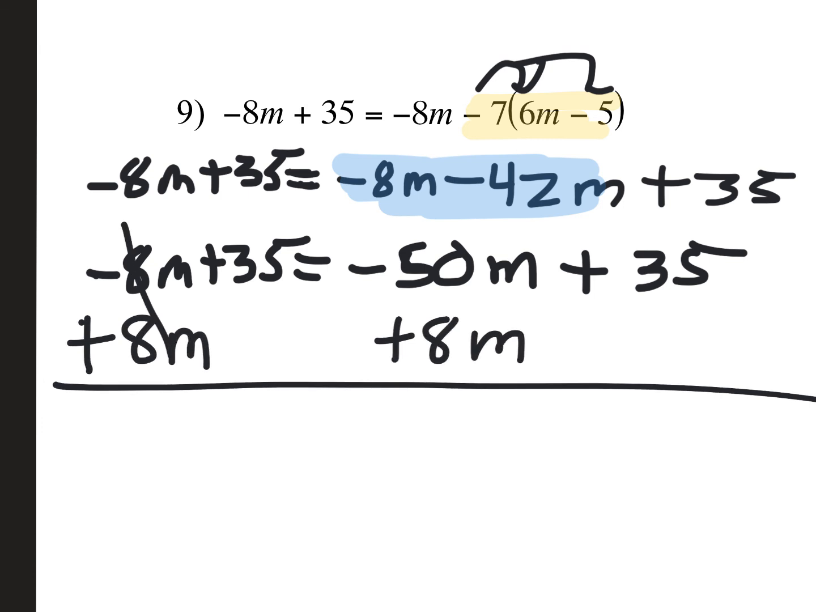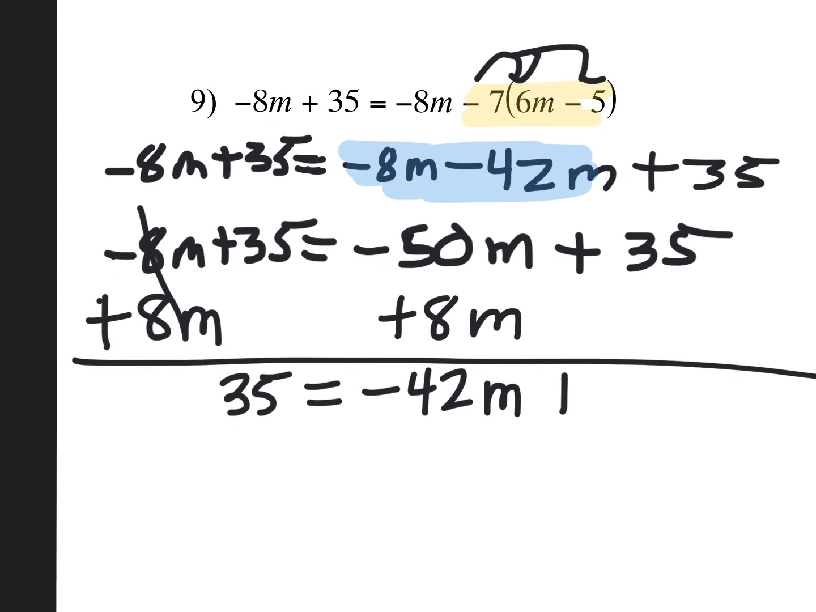So on this side, that's going to cancel. You're going to bring down that 35. Negative 50m plus 8 is negative 42m. If you put in your calculator negative 50 plus 8, you'll see you'll get negative 42. And bring down that plus 35. So the m still needs to be isolated. It's going to be easier to get rid of that plus 35 first.